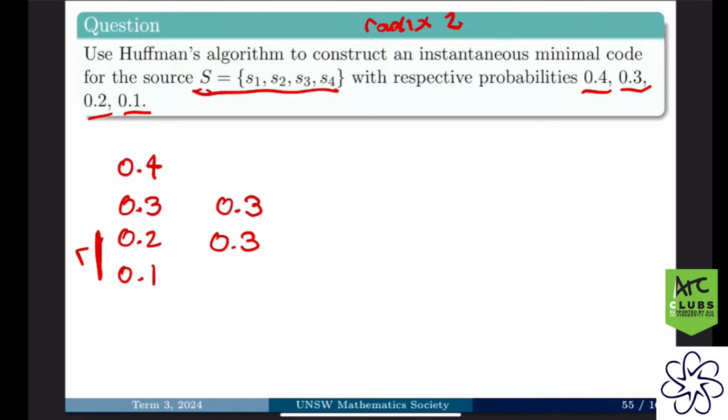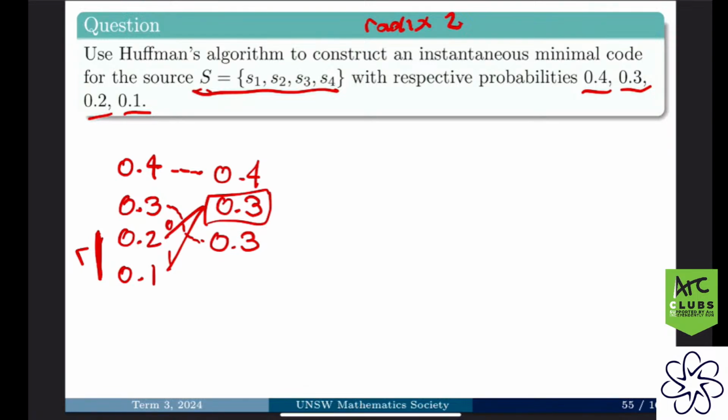The way we do it is we take the bottom R symbols and combine them into a single source symbol. And the way I do it is I put that source symbol at the very top, and that ensures that the algorithm is going to work properly. 0.4. And what I'm going to do is I'm just going to draw a couple dotted lines. And then we repeat.